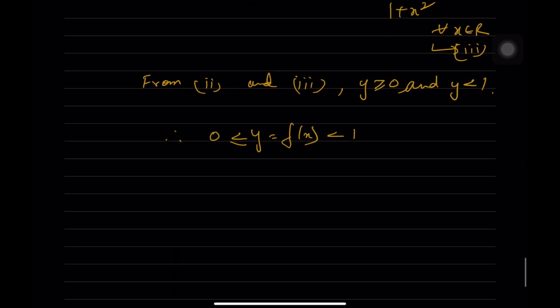So therefore the range of f, f of x, is including 0 and excluding 1 over here. So it is open on one side and it is closed near 0. So it's including 0 and it is excluding 1, and it lies between 0 and 1.